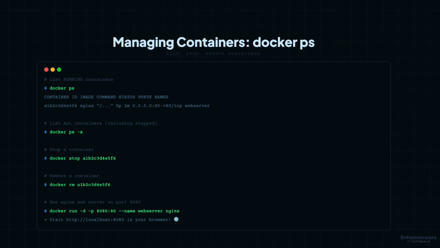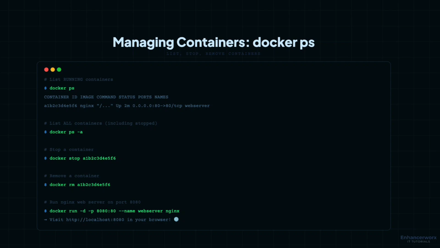To run a web server in the background, docker run -d -p 8080:80 nginx. The -d flag means detached, runs in background. The -p flag maps port 8080 on your machine to port 80 inside the container.